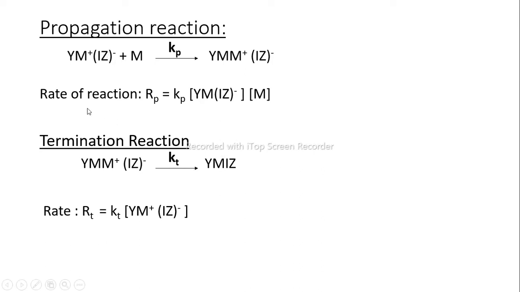Now finding the rate of this reaction. The rate of this reaction is equal to Kp, which is the constant of the propagation reaction, times the concentration of the reactant, which is the concentration of the carbocation, and the concentration of the monomer reactant.